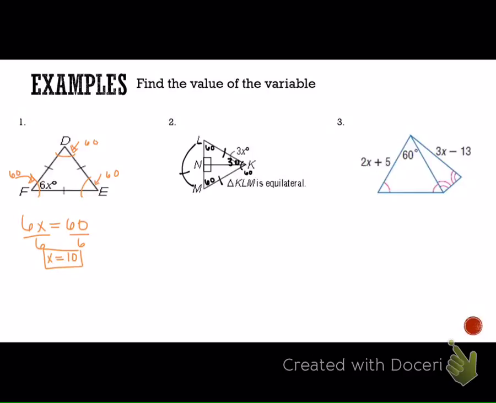What did you just say? Equal. Okay, so what can we do with 3x and 30 if they're in the same spot? You said they're equal, so what can you do with those two things? Set them equal. 3x is equal to 30. Thank you.